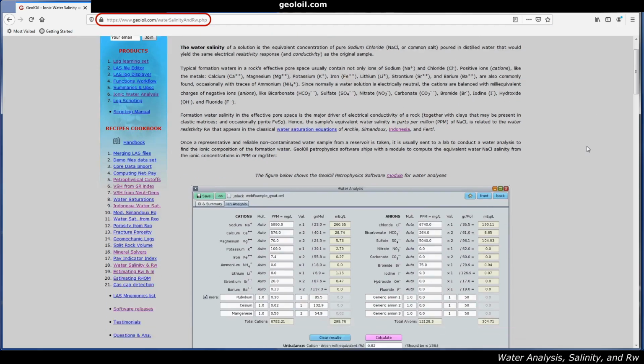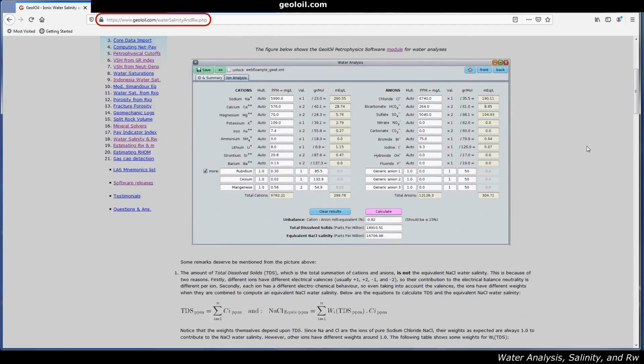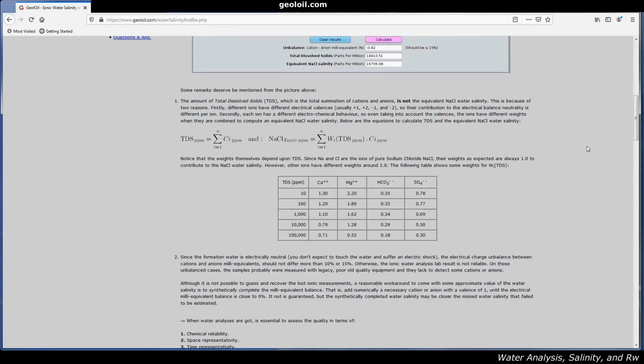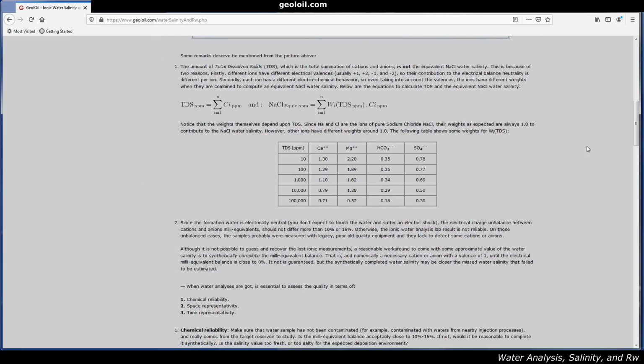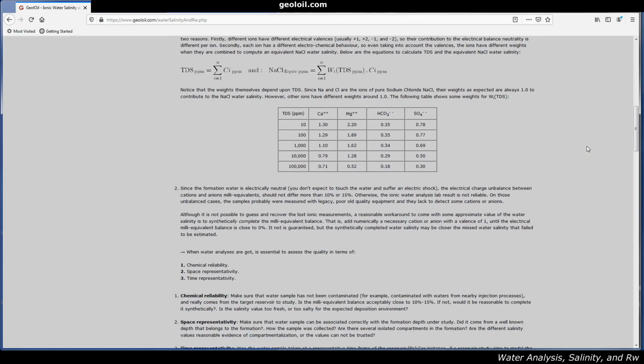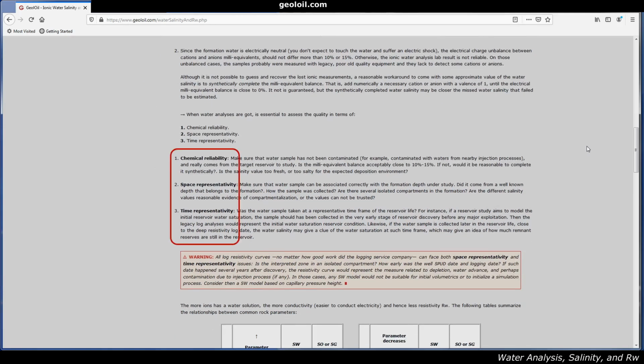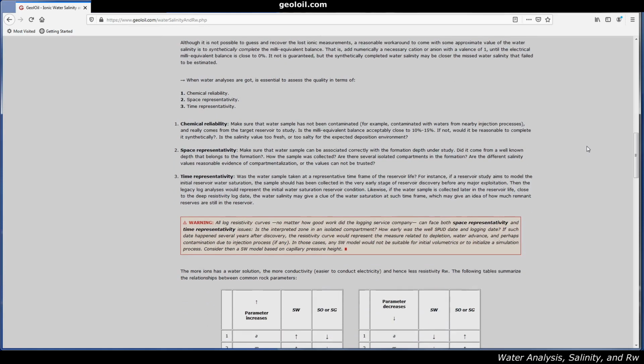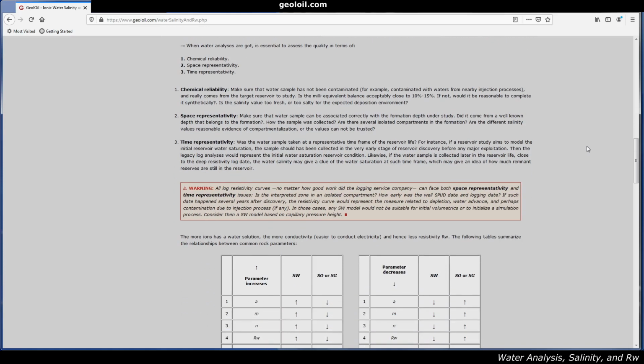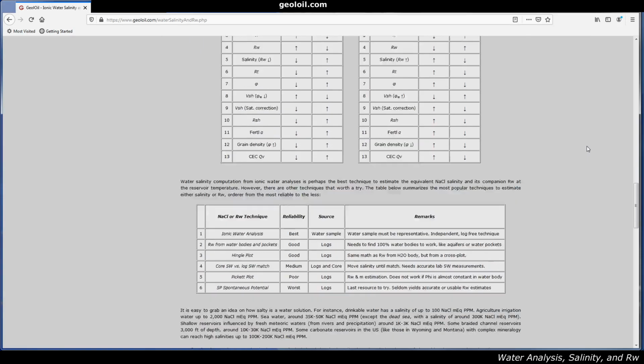website. So this is the main screen, and this is some of the theory: total dissolved solids and the ions, the cations and anions, how to weight them properly, and some comments on how reliable your water sample has to be. Your water sample has to have chemical reliability, good quality lab tests, space representativity and time representativity. So it should be taken at the initial stage of the reservoir exploitation. So have a look at these comments and let's start right away.